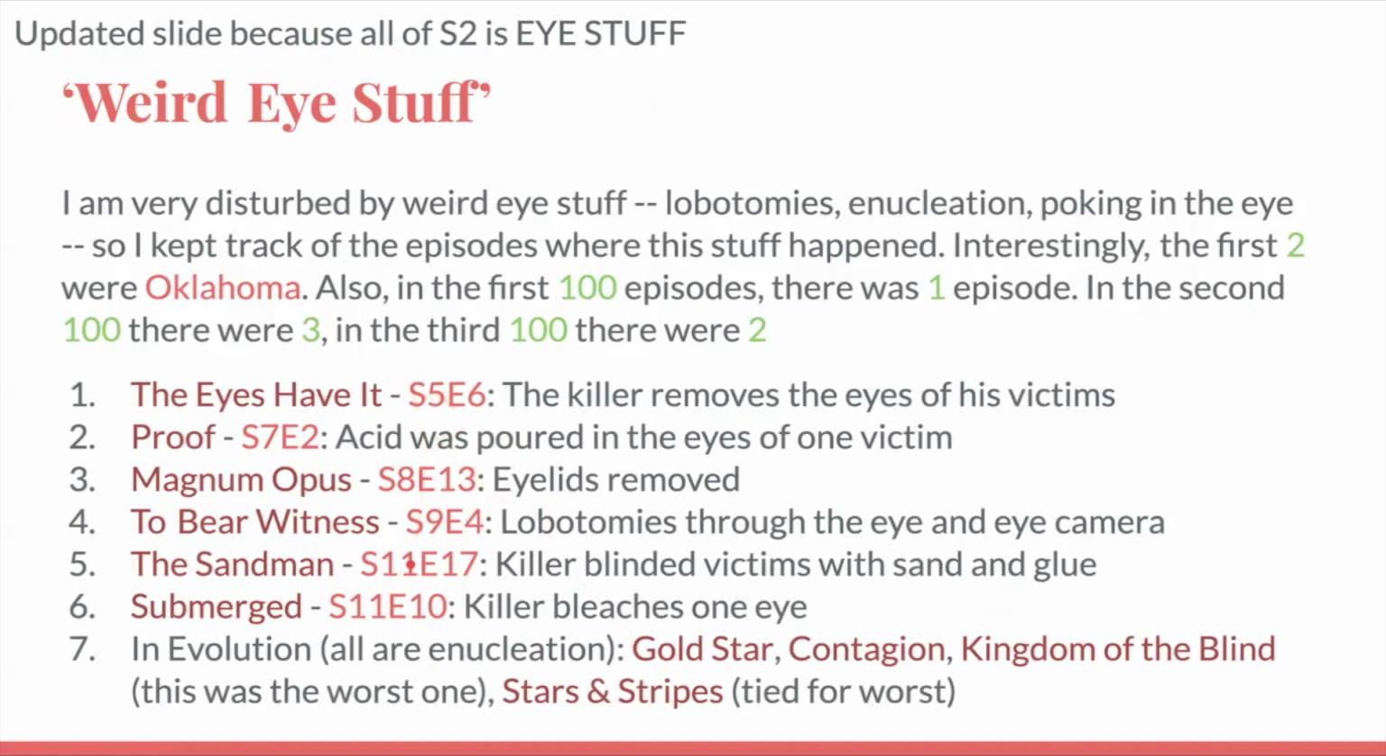There were 6 episodes in the original run, and in Evolution, the episodes are Gold Star, Contagion, Kingdom of the Blind, and Stars and Stripes. The last 2 are tied for us because they showed it from the victim's perspective. I don't know why they had to show it from the victim's perspective.